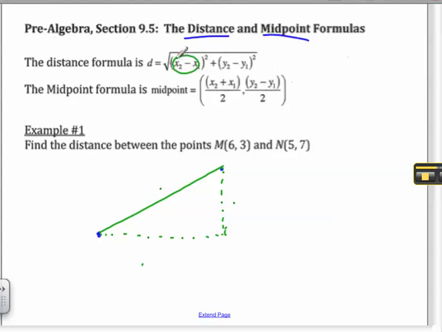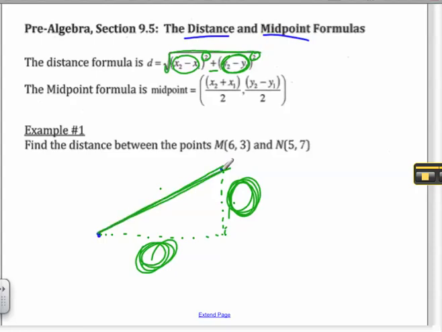Find out the difference between the x's. That would be this part down here. Find out the difference between the y's. That would be this part here. Square them and add them together, and that gives us d squared. So then I take the square root of that to find the length.